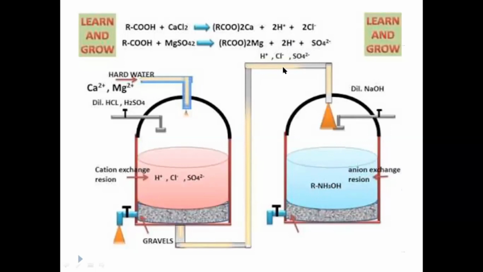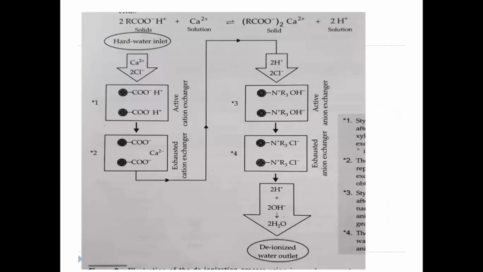Here what happens? The active anion exchange resin containing OH minus ions is exchanged with the anions present in hard water. In that way, complete removal of all hardness-causing cations and anions takes place in water. We get water free from hardness-causing cations and anions. This is the detailed schematic diagram for the cation exchange resin and anion exchange resin process.